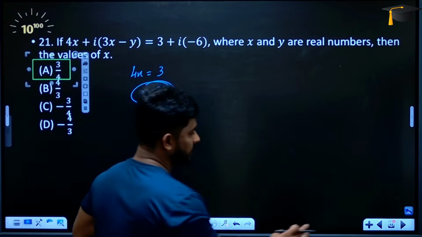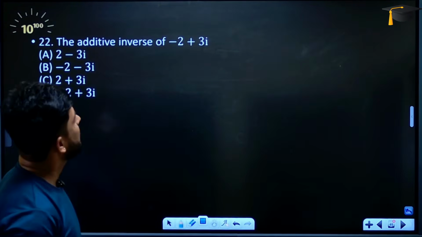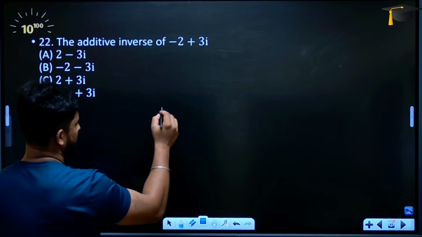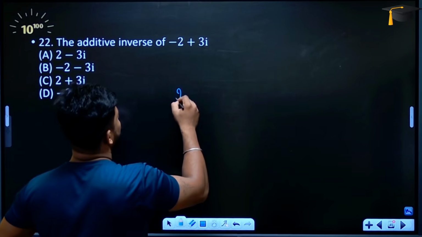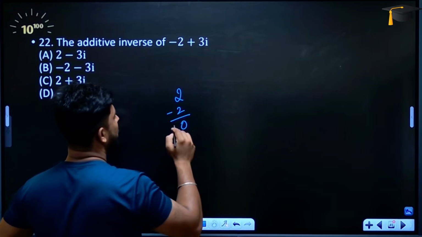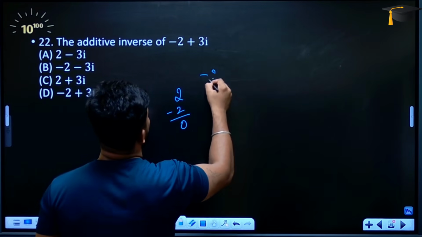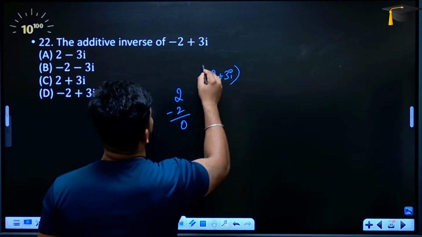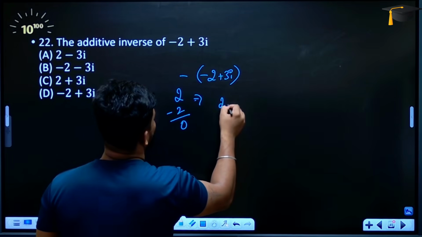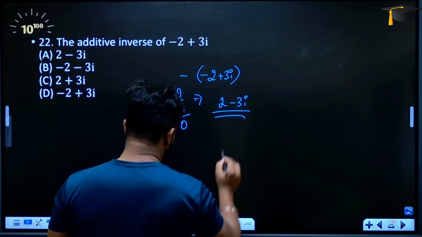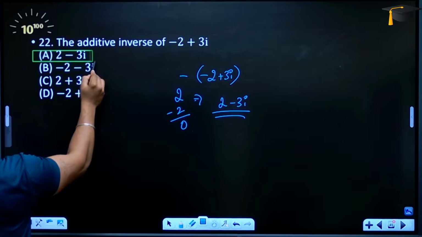Okay. Next. So additive inverse of -2 plus 3i. So normal additive inverse of 2 is -2. Whatever you add to get 0, that is the additive inverse. Okay. So for this -2 plus 3i, put minus. So it becomes 2 minus 3i, right? So 2 minus 3i, see it is here. So 2 minus 3i, option A is the right answer.